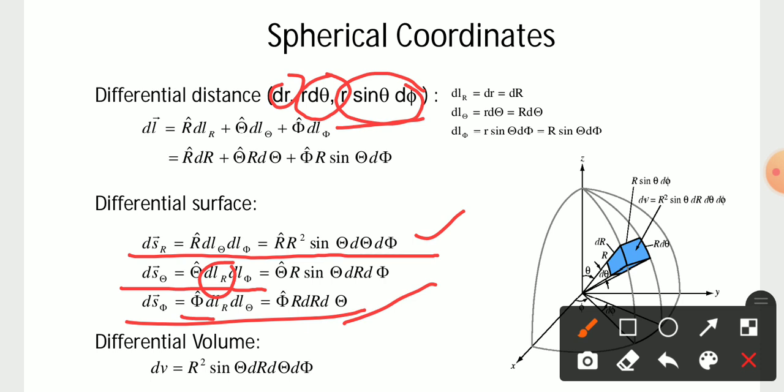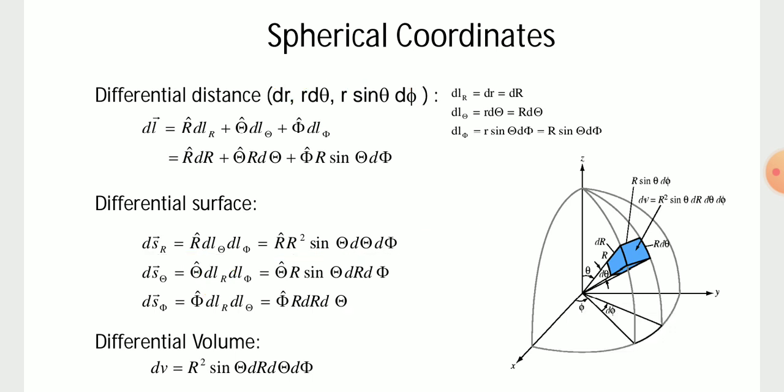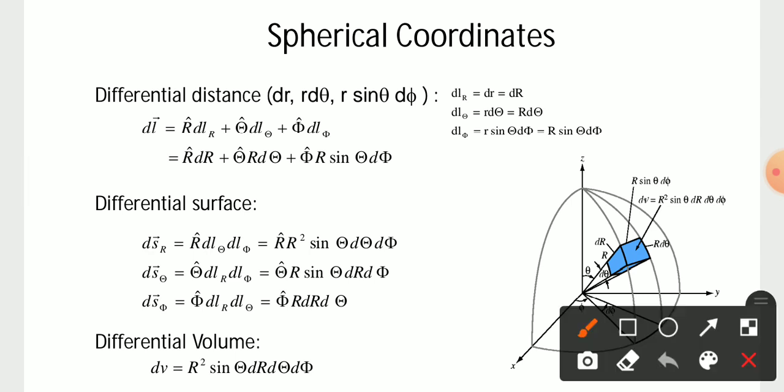Differential volume will be the combination of the variation of each and every coordinate. If you multiply each and every term of the differential distance which you got, then the differential volume can be obtained. So it will be r into r sin theta, that means r square sin theta, then dr d theta d phi. Look at this, it is written here.